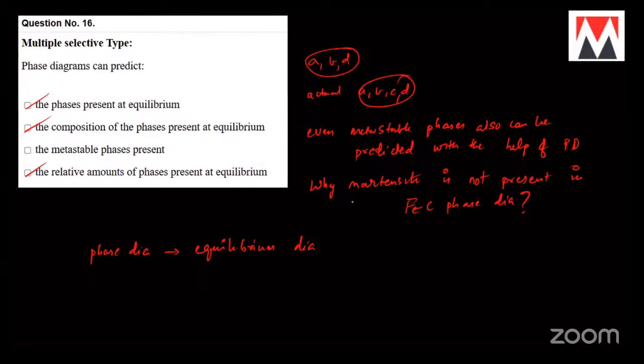But martensite is not formed by equilibrium cooling, it is rapid cooling. That is why it is not present in the iron carbon phase diagram. Understood? That is why metastable phases are not present. According to BTech, the only metastable phase you mostly learn is martensite. Aluminium alloys, copper alloys, a few of them are there where you can predict. Okay.